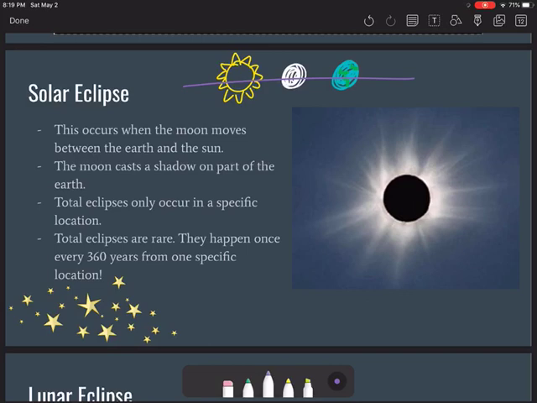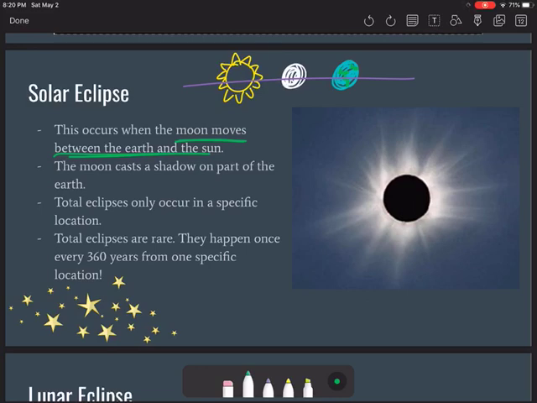We have 2 different kinds of eclipses. We have a solar eclipse, and the solar eclipse happens when the moon is in the middle. So the moon exists right between the Earth and the sun. And so on Earth, we see this picture here. We see the sun, but then the moon is blocking the whole thing.